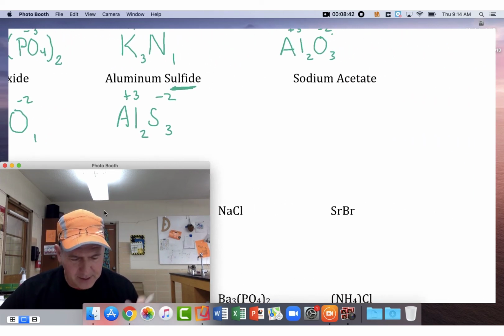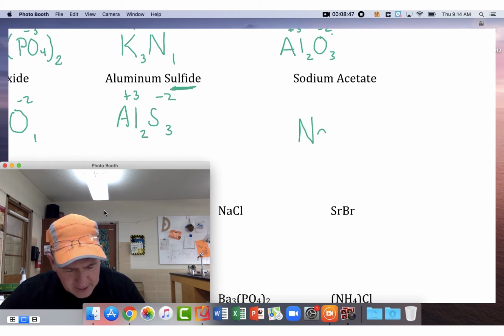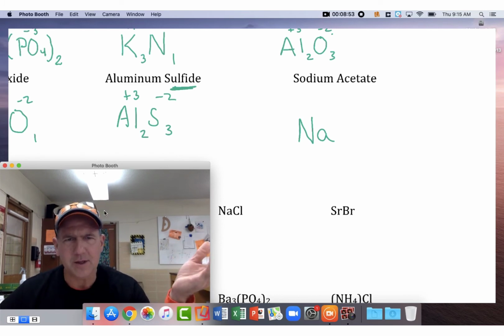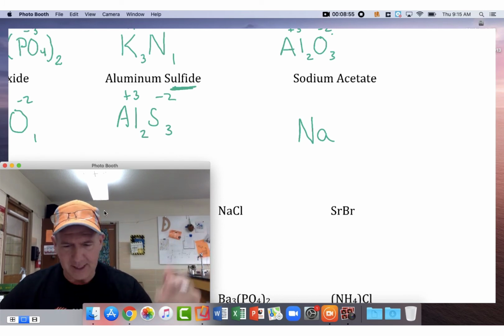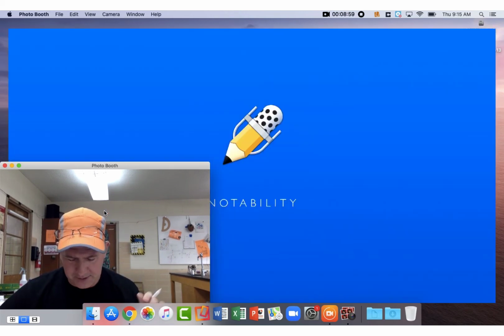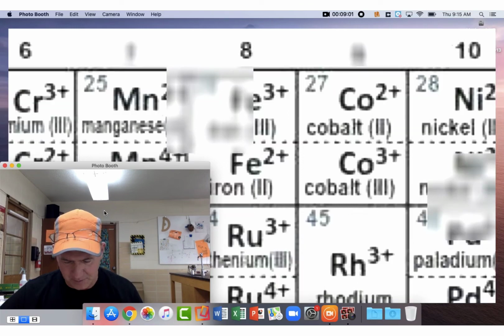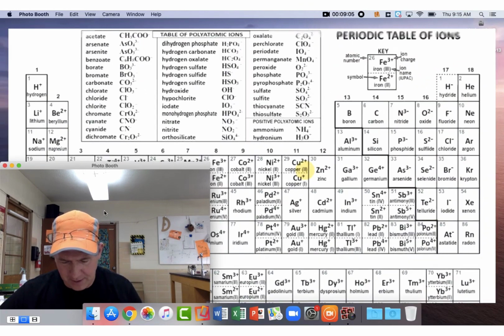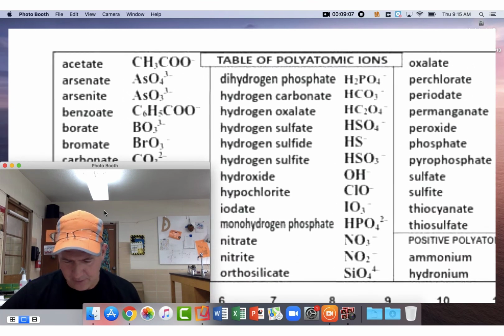And then finally, sodium acetate. Sodium is Na. That's what people get confused with, because the name, you know, the Na, it doesn't sound like it'd be sodium, but it is. And then acetate. Now, acetate is one of those polyatomic ions. It's one of the ones that no one can find on this chart for some reason. So let's see what we got here. On this chart here, acetate's the very first one.